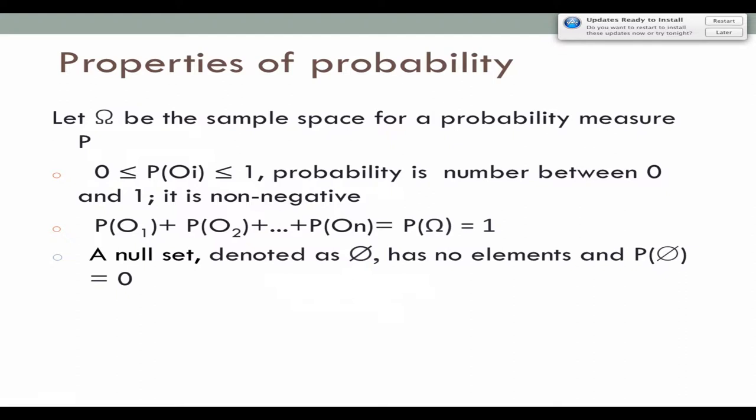And then if we know O1 up to On are all the elementary outcomes for a certain experiment, the summation of the probabilities of all those elementary outcomes should equal 1, because the probability of the whole sample space equals 1. This is a property of the probability. Another definition is the null set. We denote it with this sign, which we call the empty set. That means there are no elements in this set. The probability of the empty set is 0. Nothing will happen. Okay?